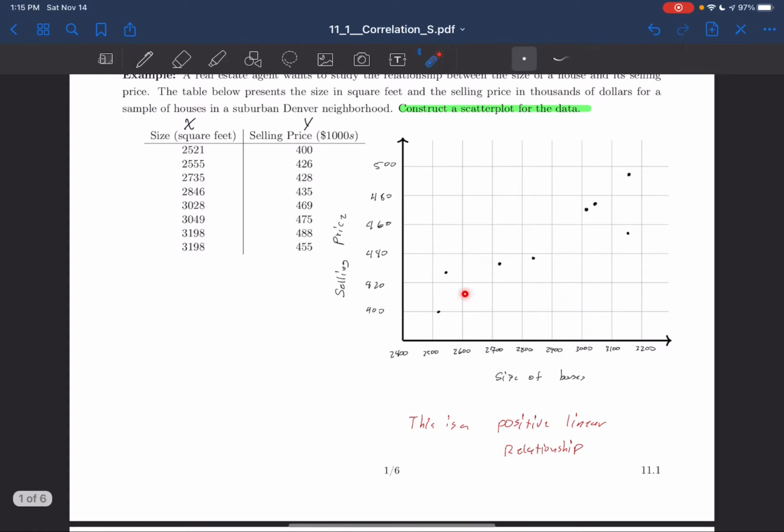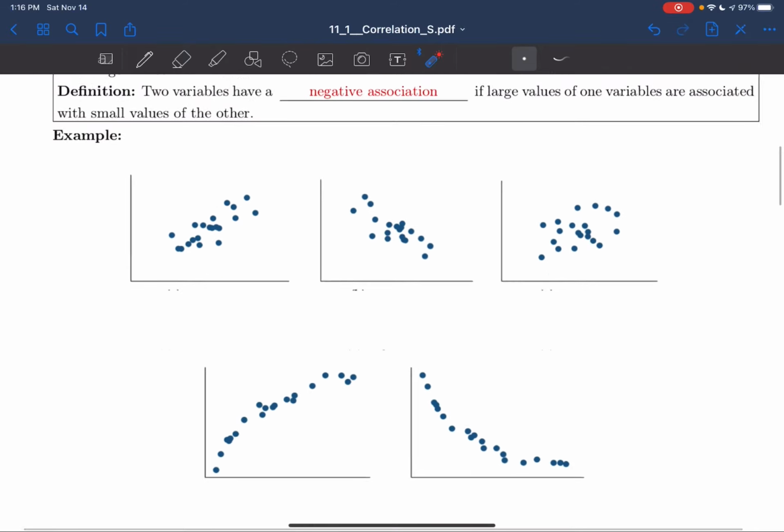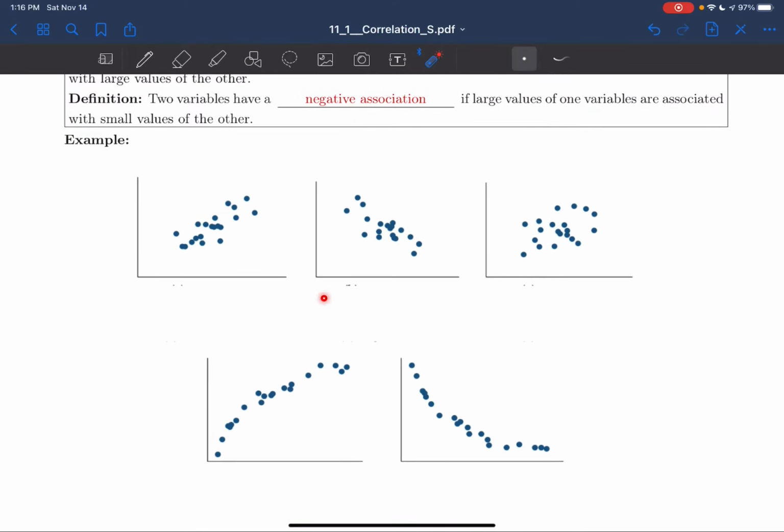Positive because it's going up, and linear because it's really close to a straight line. So let's do a couple more examples here. Here we want to determine whether we have a positive linear, a negative linear, a weak linear, a positive nonlinear, or a negative nonlinear relationship.